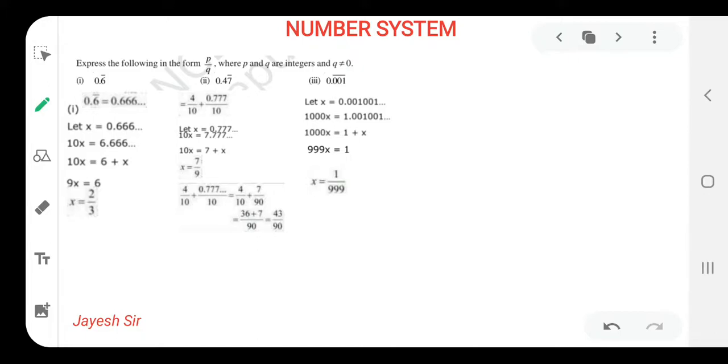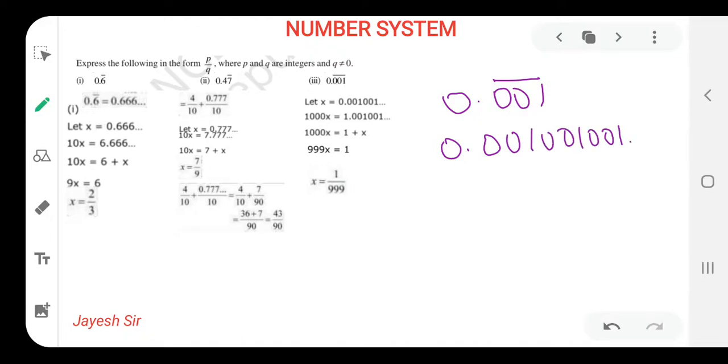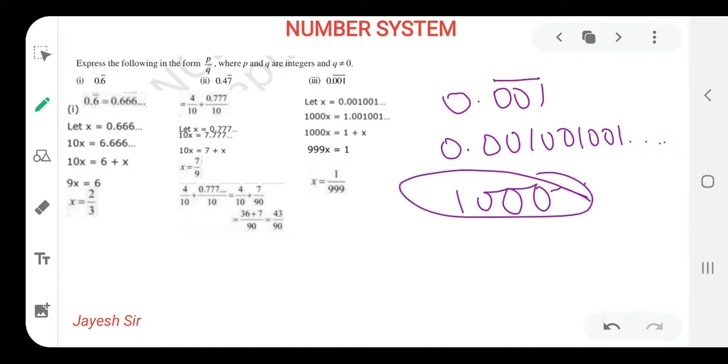Now the thing that you have to keep in mind is 0.001, that means the bar is to be placed above 3 numbers. That means the 3 numbers keep on repeating themselves: 001, 001, 001, up to n times. In this way they are repeating. So the thing that should come to our mind first is that the number should be multiplied with 1000, because three numbers are repeated, so we will multiply it over here with 1000. I hope you all might be getting it, friends.